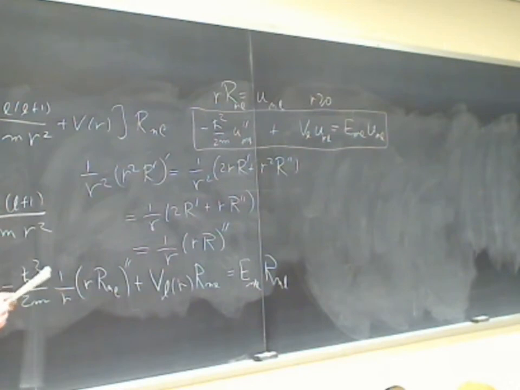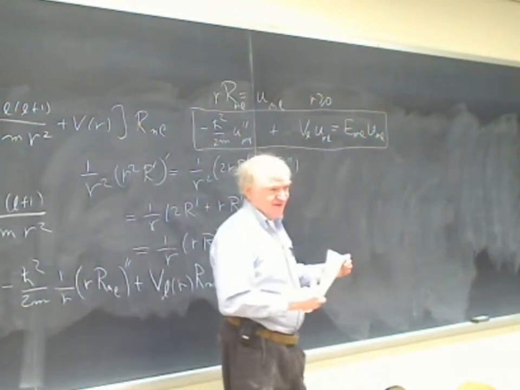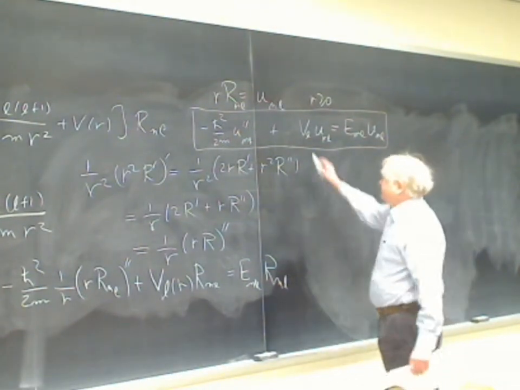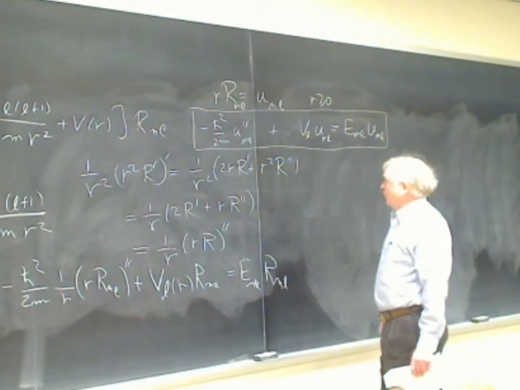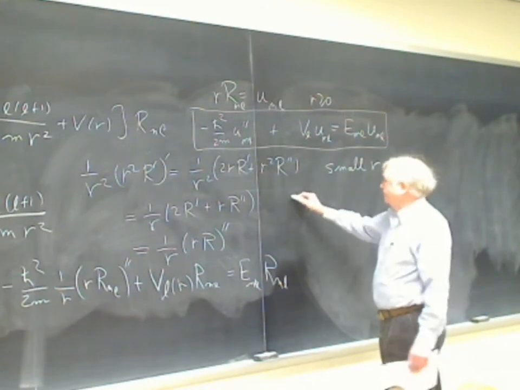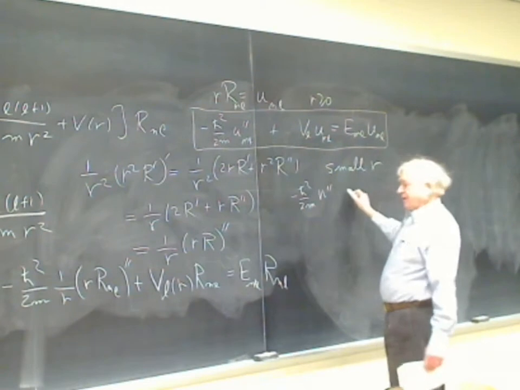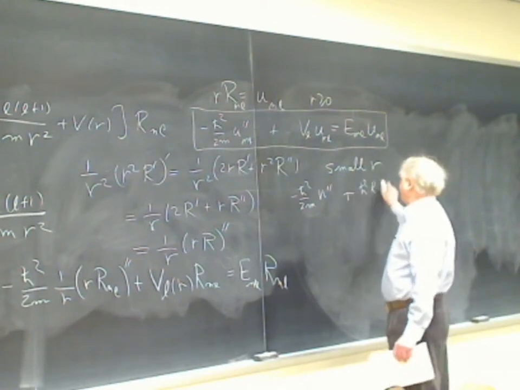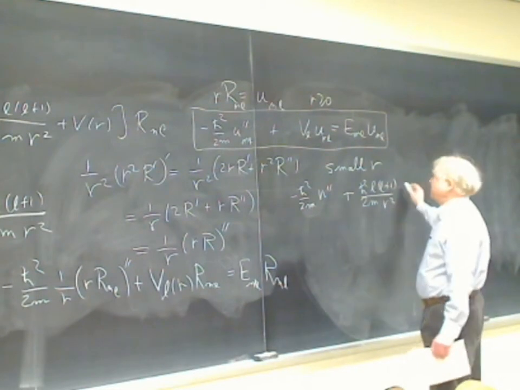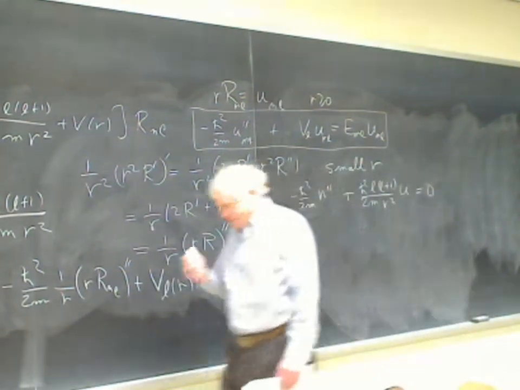I'm going to depart slightly from the notes here, so you need to watch me like a hawk, like four hawks. But I think it makes it a little bit simpler. Let's look at this behavior for small r. Well, for small r, what we have is minus h bar squared over 2m u double prime. That's going to be important. And then over here, we're going to have plus h bar squared l times l plus 1 over 2m r squared times u equals 0. So this is what the equation is going to look like at small r.